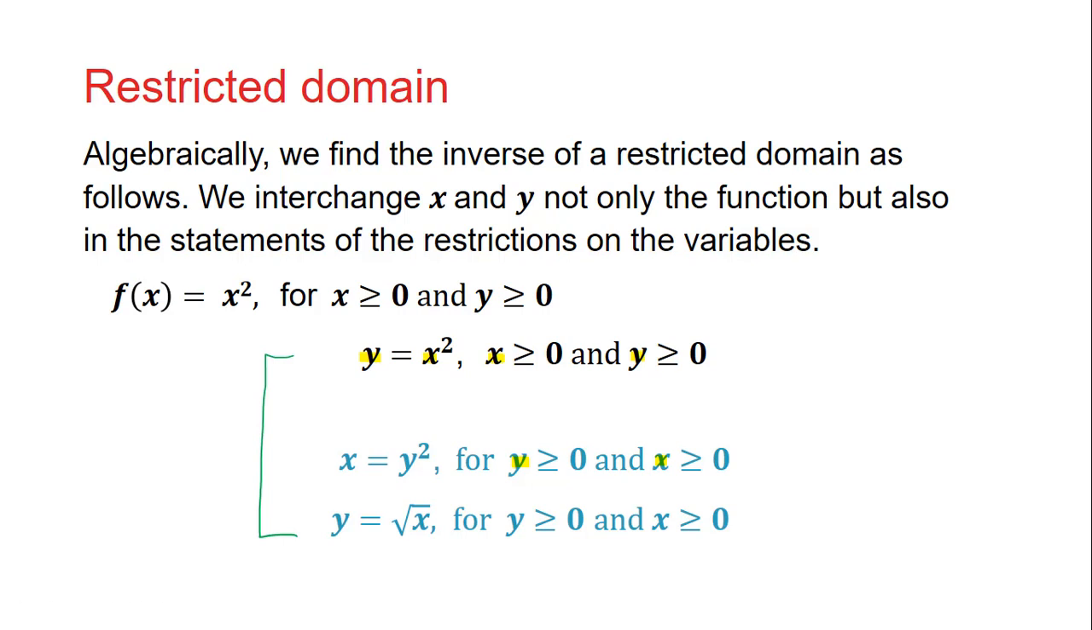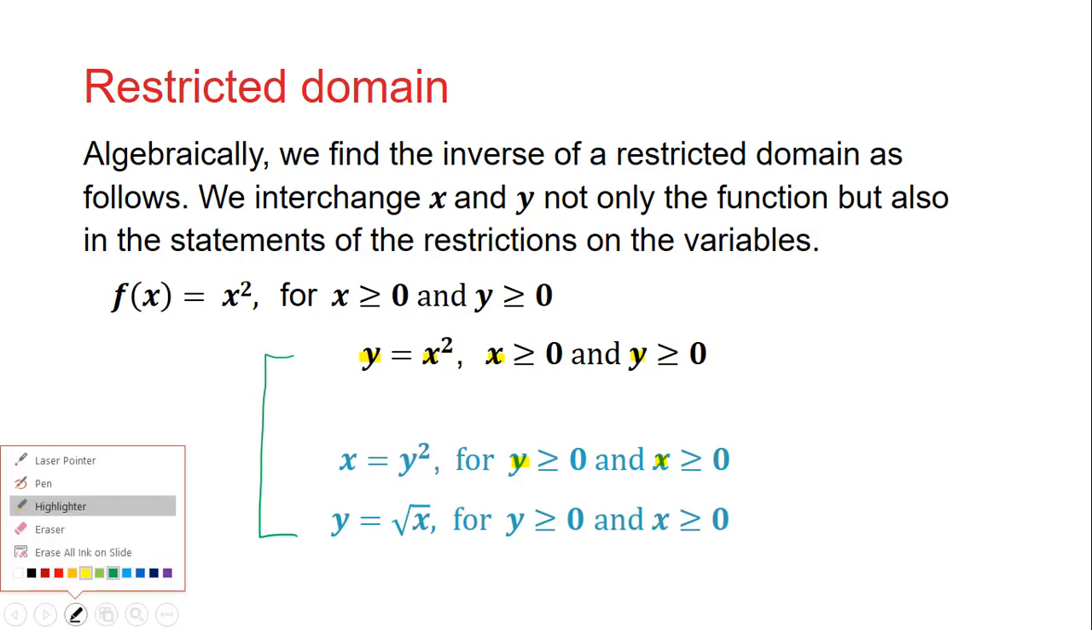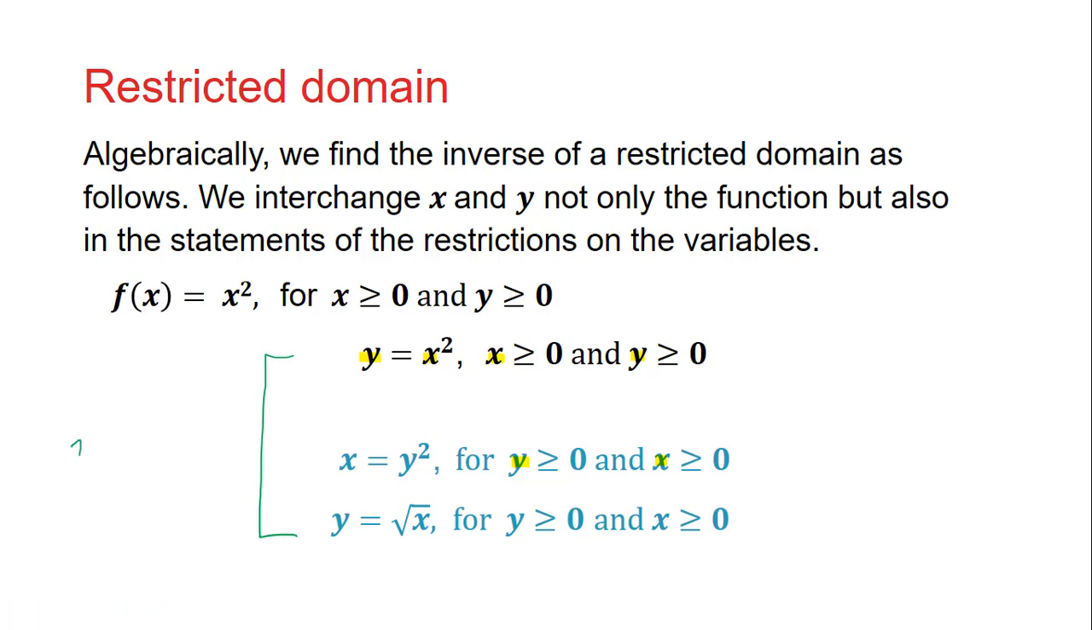Now normally we would have y is equal to plus or minus the square root of x, right? But because we have restricted the domain and the range, so that both the input and the output are positive, we do not need to worry about the negative on the square root of x in this particular case.